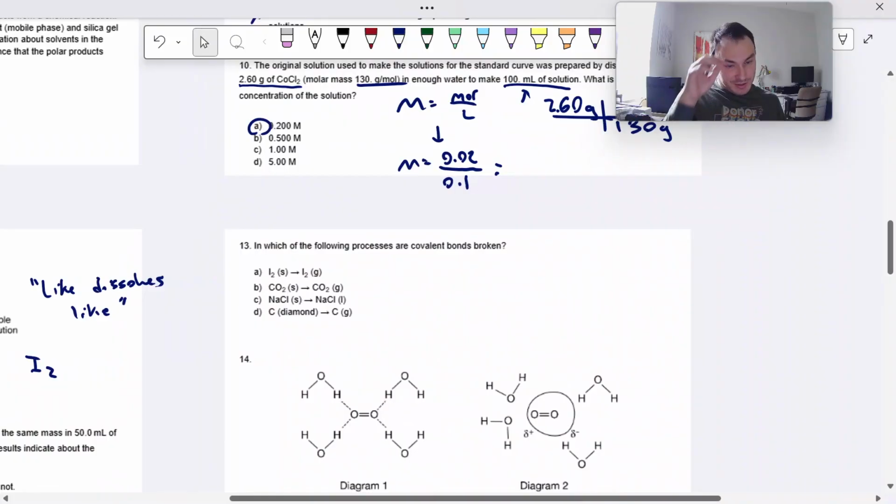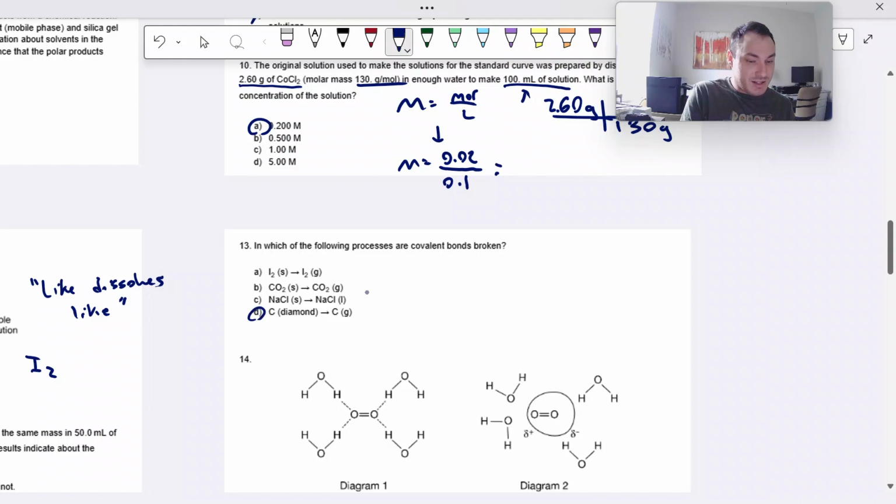Which of the following processes are covalent bonds broken? The answer for this one is D. C is ionic, not covalent, so it's not C. B and A both look like IMFs are broken, not the actual covalent bonds themselves, because it's just a state change. State changes are intermolecular forces.